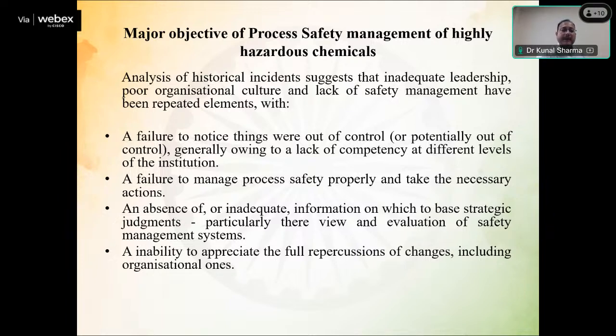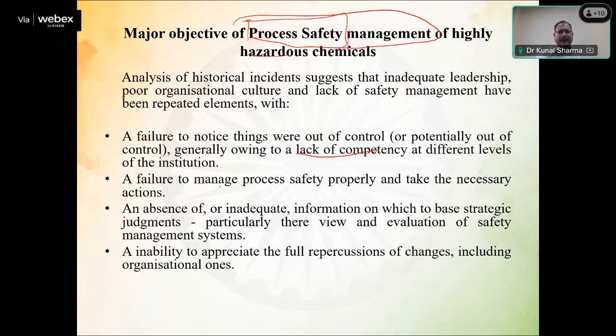Again, we have to understand that PSM, process safety management, is very important, because the entire effect of chemical hazards lies within process safety. If we are able to go for a safe process, then it is very easy for us to handle highly hazardous chemicals. So all these things are very important.